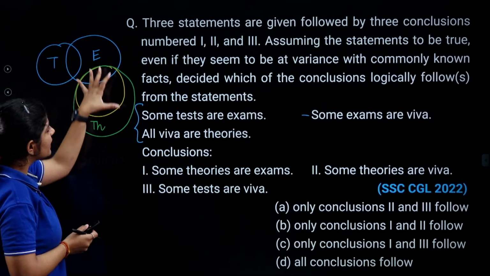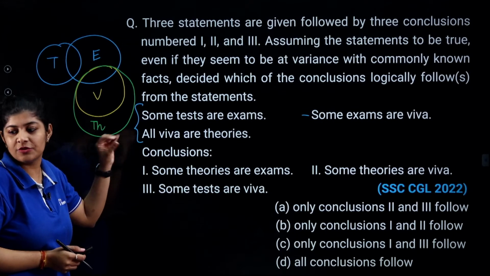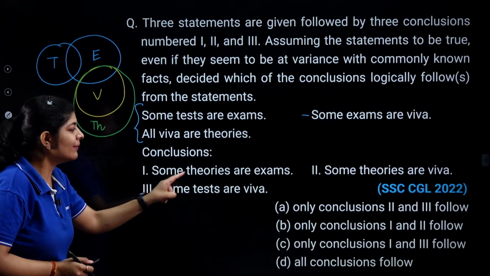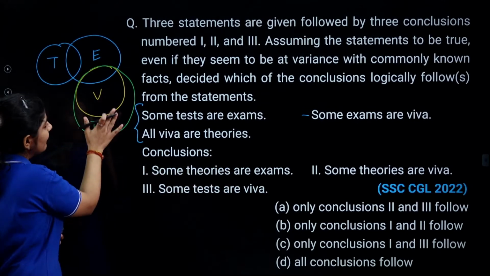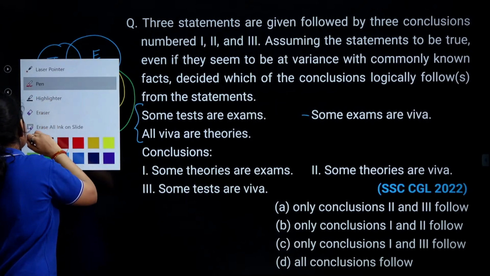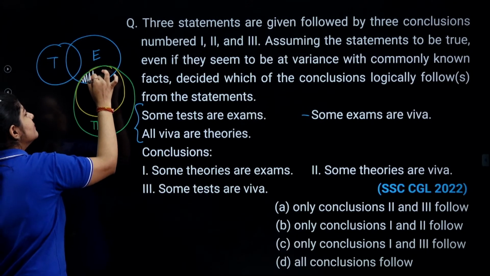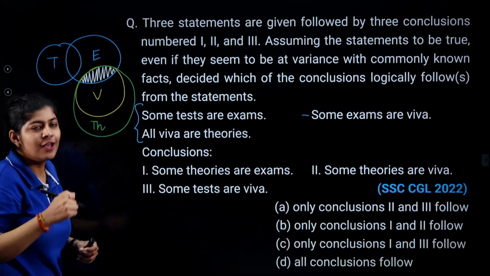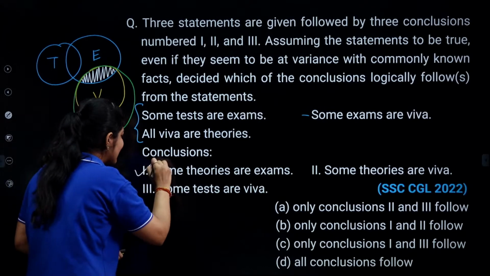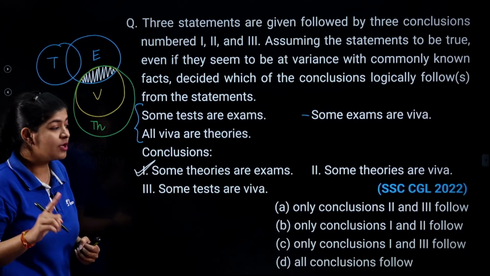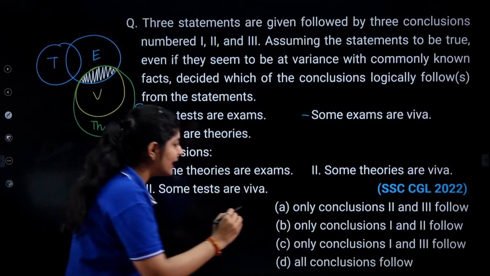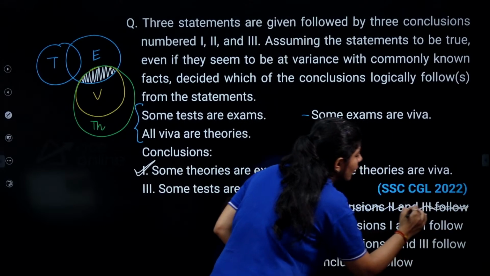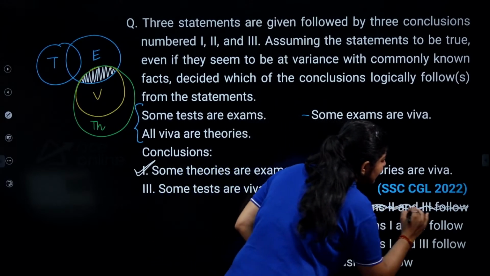Now on the basis of this basic diagram, I need to check my conclusions. The first conclusion says that some theories are exams. Can we see this common part? Yes. This common part belongs to both exams and theories. So we can say that conclusion number 1 is true. If conclusion number 1 is true, we can easily eliminate option A, which says that only 2nd and 3rd follow.